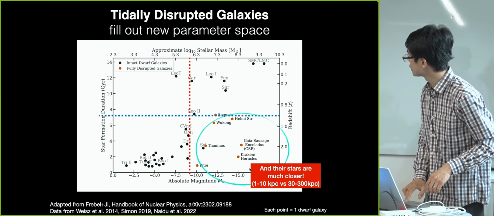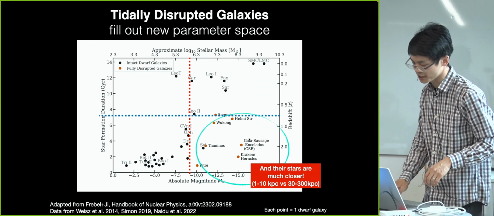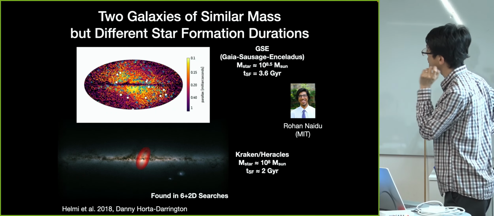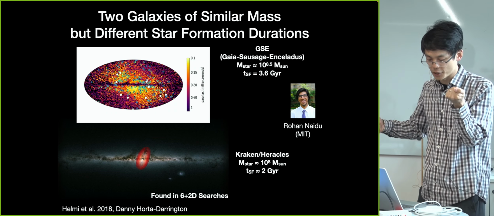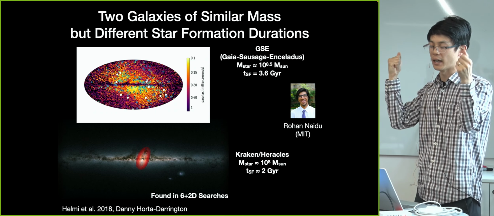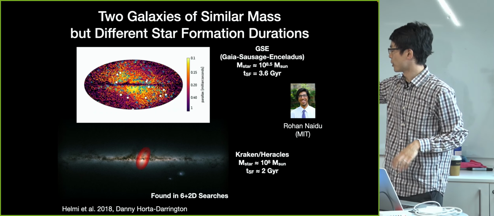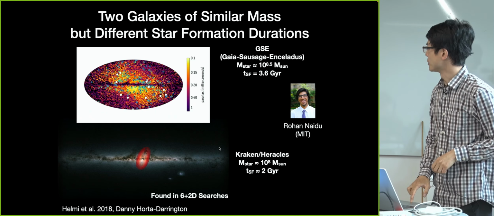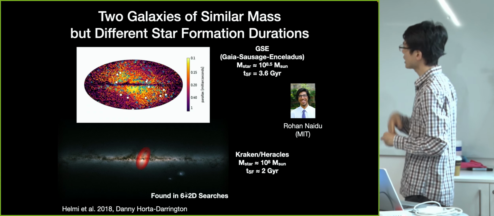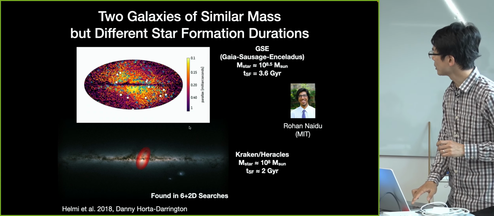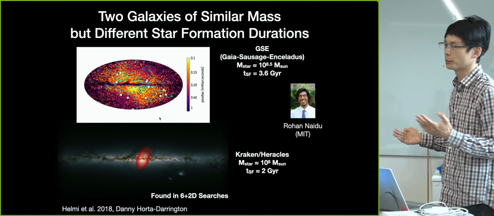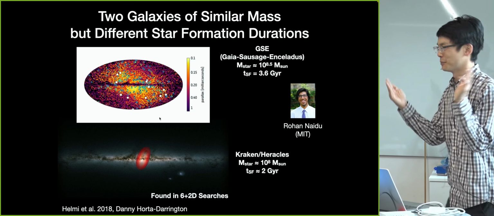So I want to focus on these two over here. There are two galaxies of similar stellar mass, but different star formation durations. Both of these galaxies were found essentially by doing 6 plus 2-dimensional searches. We see an overdensity of objects in some sort of conserved action angle space, or some conserved action space. And then we also find them as being distinct in chemical space. I won't go through the details of how they're actually discovered. You can ask me about that later. This over here, this Gaia Sausage Enceladus, is probably the most famous galaxy. Apparently everyone knows about it, although you can tell me that later.